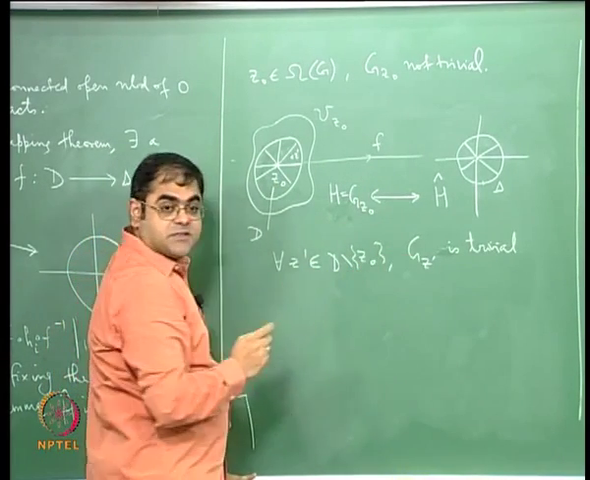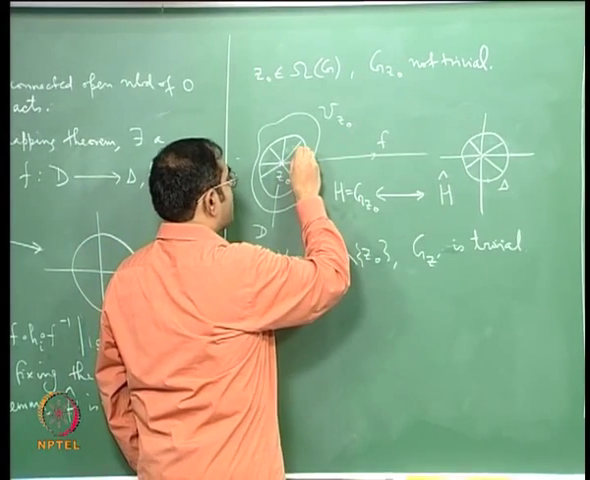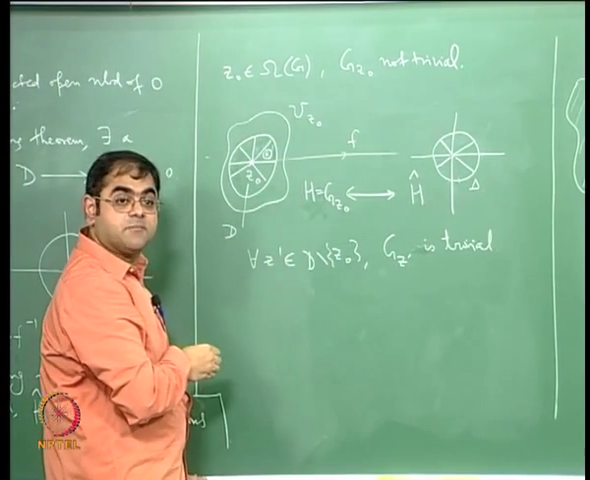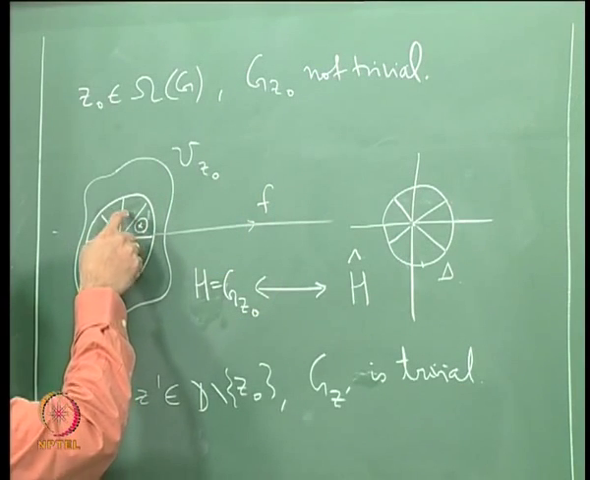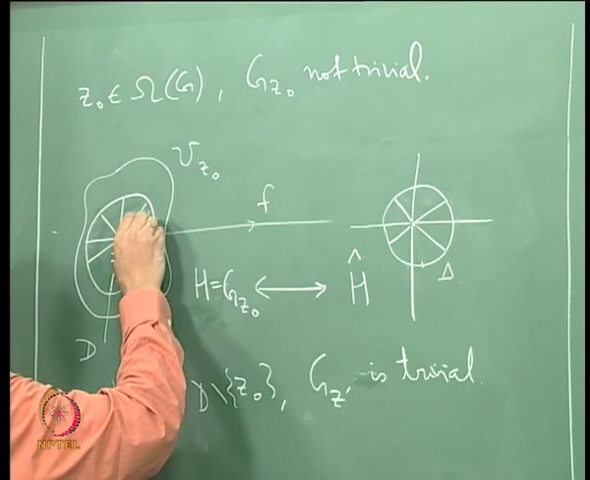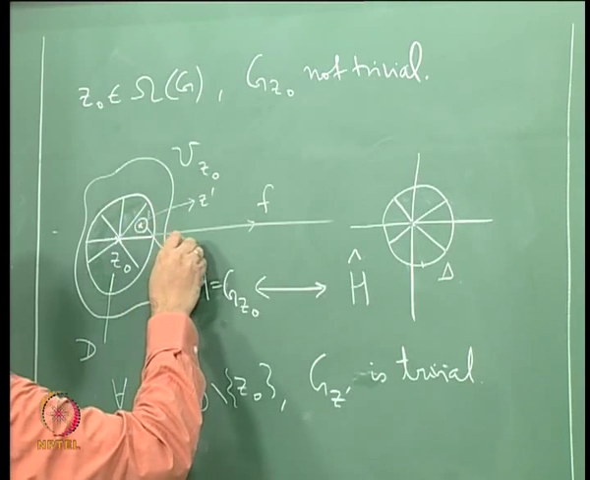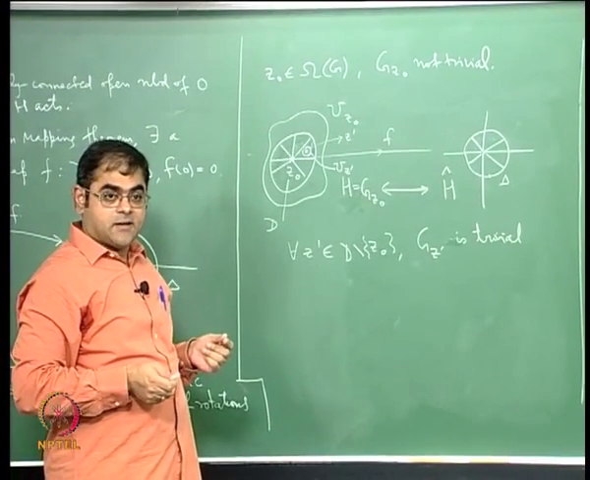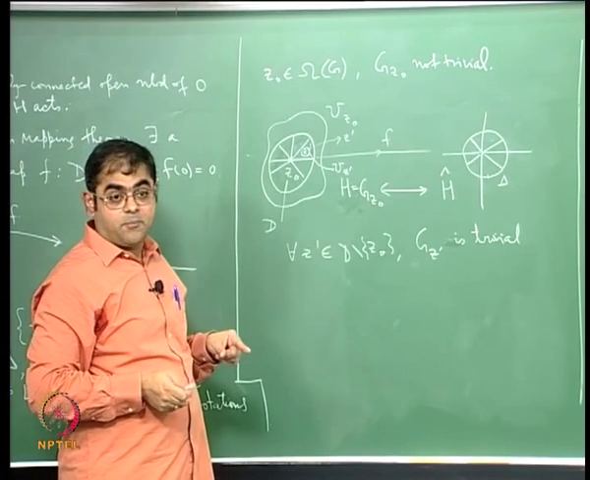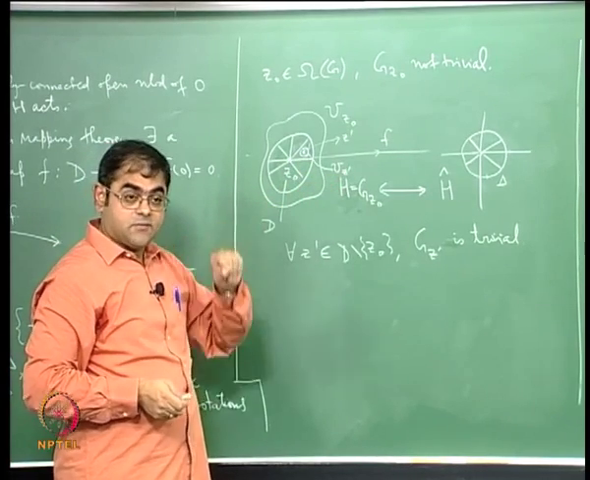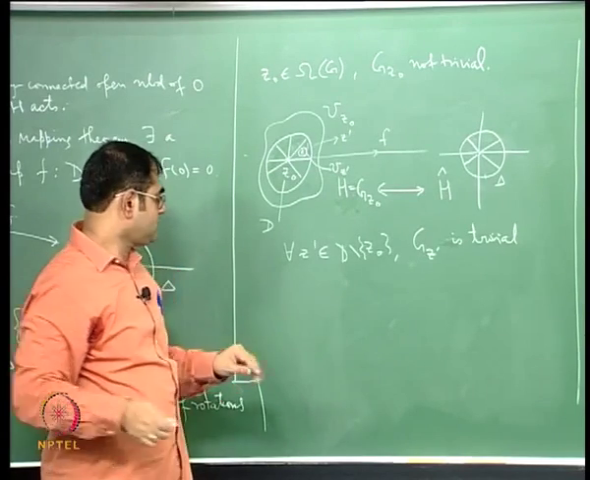And so the stabilizer is trivial, and of course I can choose a small enough neighborhood of this z prime which is going to be completely moved away from itself by any non-trivial element of this stabilizer, okay. So this point is z prime and this neighborhood is U sub z prime, okay. And this neighborhood U sub z prime will help you to verify the condition that G is acting properly discontinuously at z prime, with z prime having no stabilizer, okay.